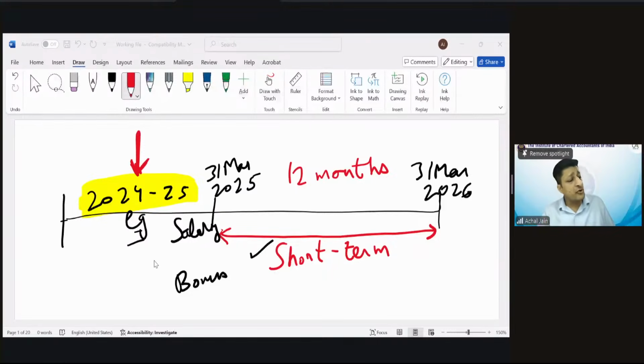There's a concept which you call accumulating and non-accumulating. Let's try to understand this. Now, what is accumulating and what is non-accumulating? This is again very important.